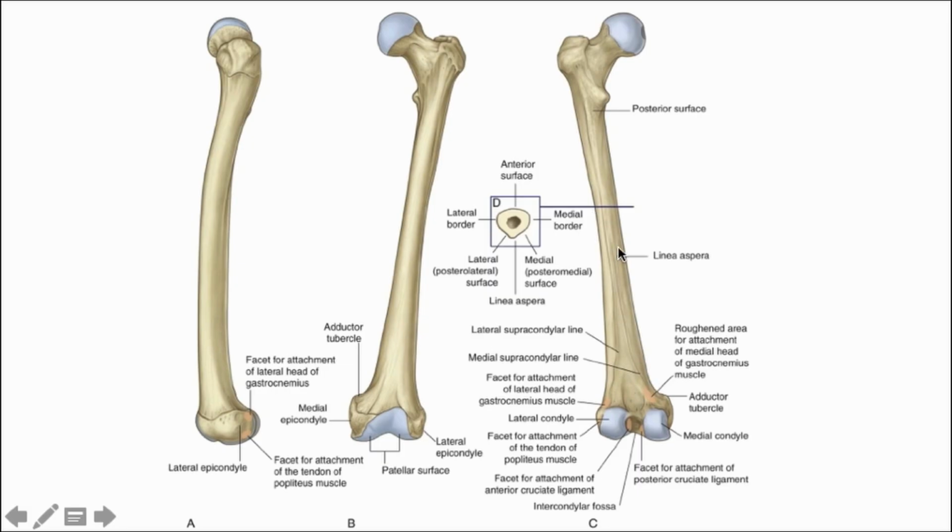Let's see. We covered some of the important structures. We had the linea aspera. We had the two trochanters, right? As we get further down, we have a few things that are important to note. The distal end of the femur, the posterior surface forms the floor of the popliteal fossa, and its margins form the medial and lateral supracondylar lines, right? Here's the medial supracondylar line and the lateral supracondylar line.